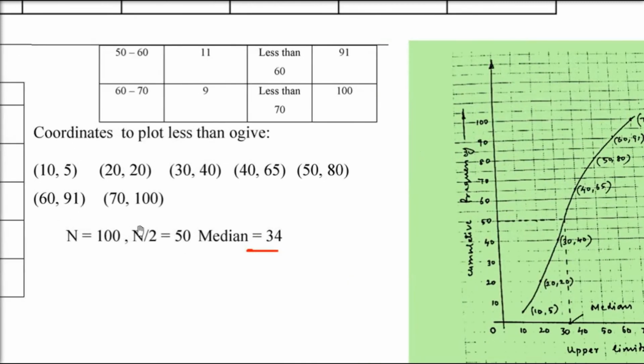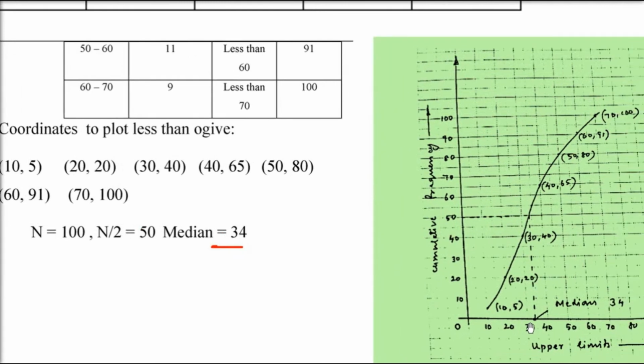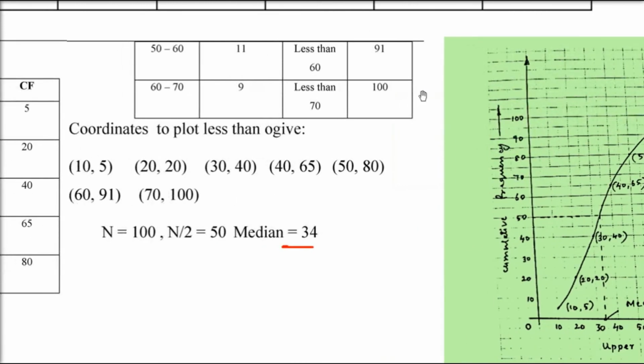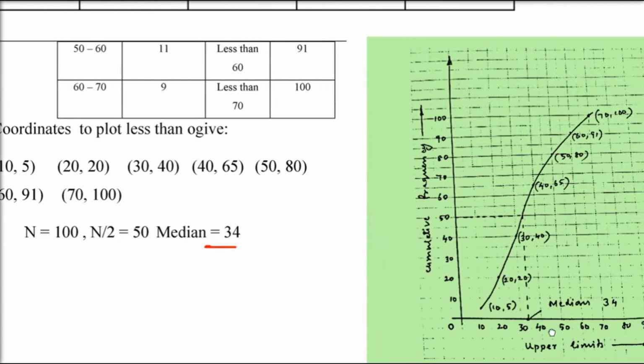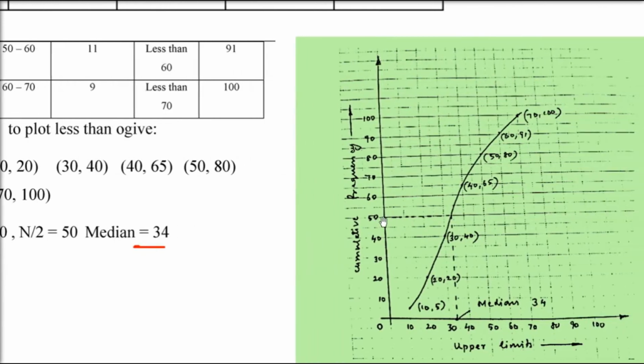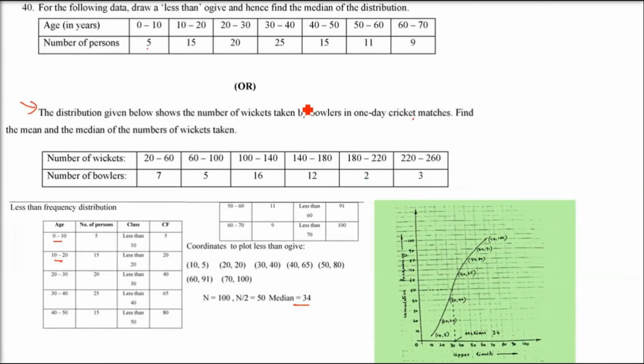Now just make a curve here. Now what about the median? See, n was 100, n by 2 was 50. Now take 50 on the y-axis. When you have n by 2 as 50, make a straight line parallel to the x-axis and allow it to intersect the ogive. And the corresponding point on the x-axis, drawn parallel to the y-axis, is 34.